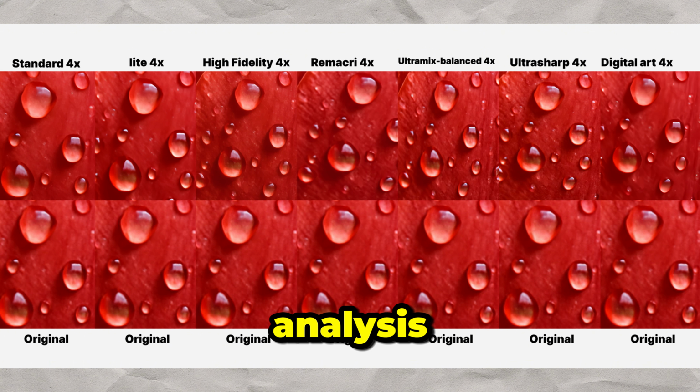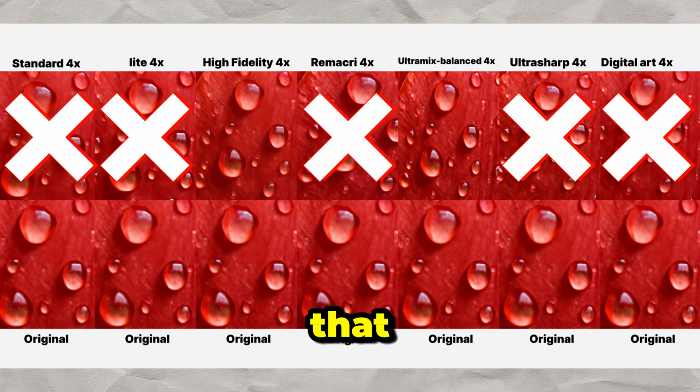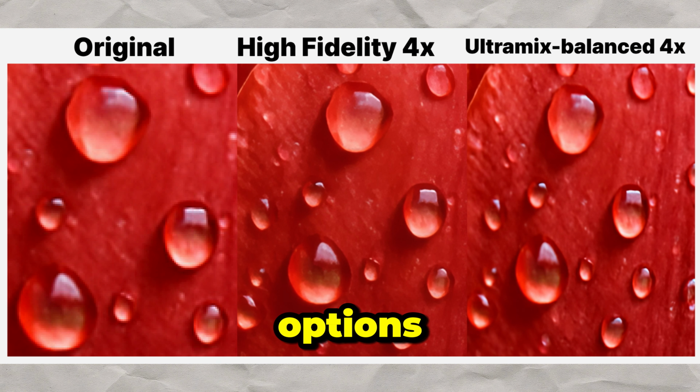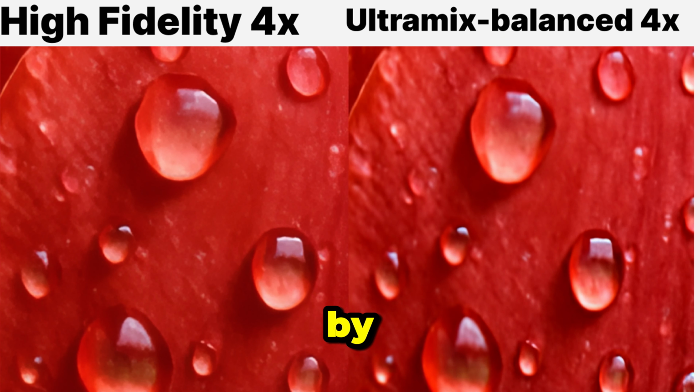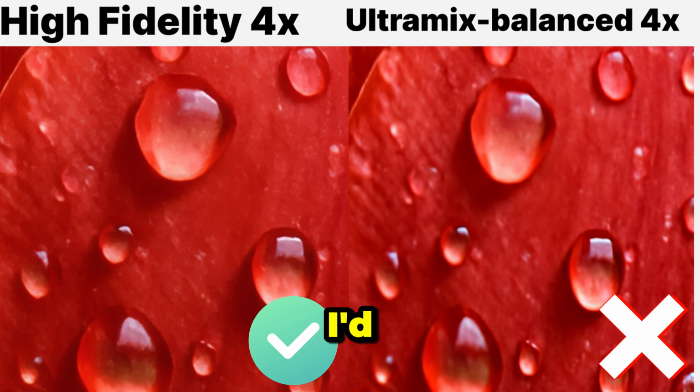After a close analysis, I narrowed it down and ruled out the ones that just didn't deliver good results. In the end, we're left with two strong options, high fidelity and ultra mix balanced. Here you can see a side-by-side comparison, high fidelity and ultra mix. Ultra mix offers more vibrant colors and a stronger overall tone. But if we're aiming for the sharpest results with the least blur, high fidelity is the clear winner, and that's the one I'd go with.